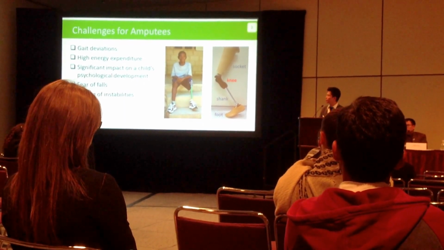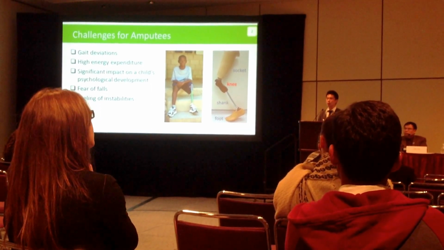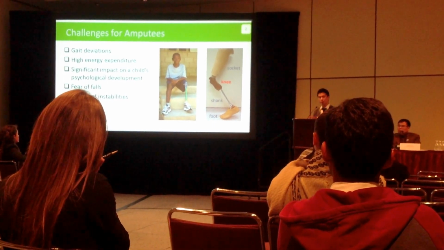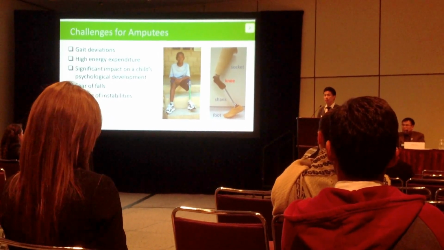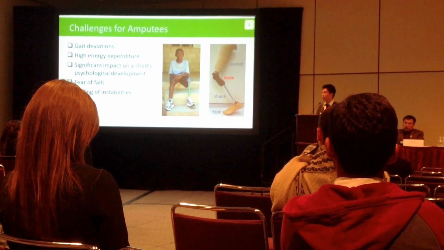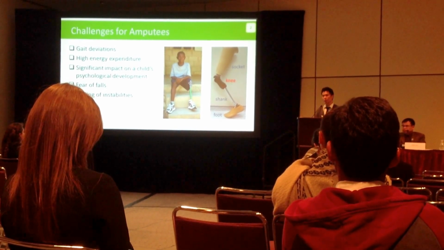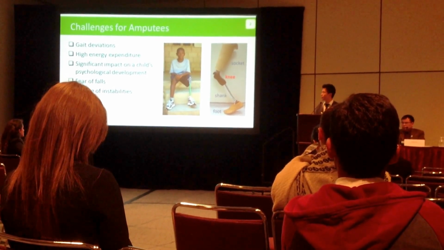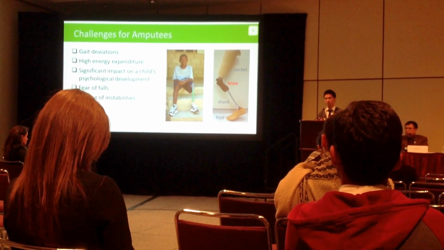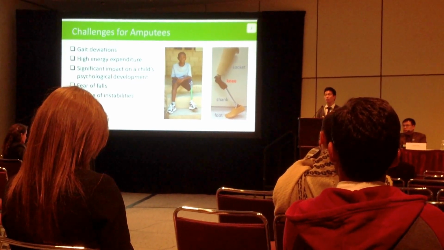Besides that, amputation also has a significant impact on a child's psychological development because of their inability to engage in physical activities with their peers or family, as physical activities have a significant impact on their emotional, physical, and social well-being. Lastly, even though they're fitted with a prosthesis, there are often fears of falls or feelings of instability if the prosthesis is not well designed, or it's not a good fit for them.